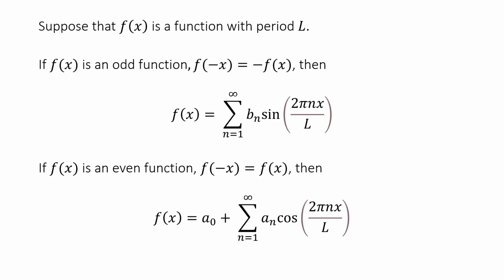On the other hand, if f of x is an even function, that is, f of negative x equals f of x, then the Fourier series takes the following form. f of x equals a0 plus the infinite sum starting at n equals 1 going up to infinity of an times cosine 2 pi n x over L.